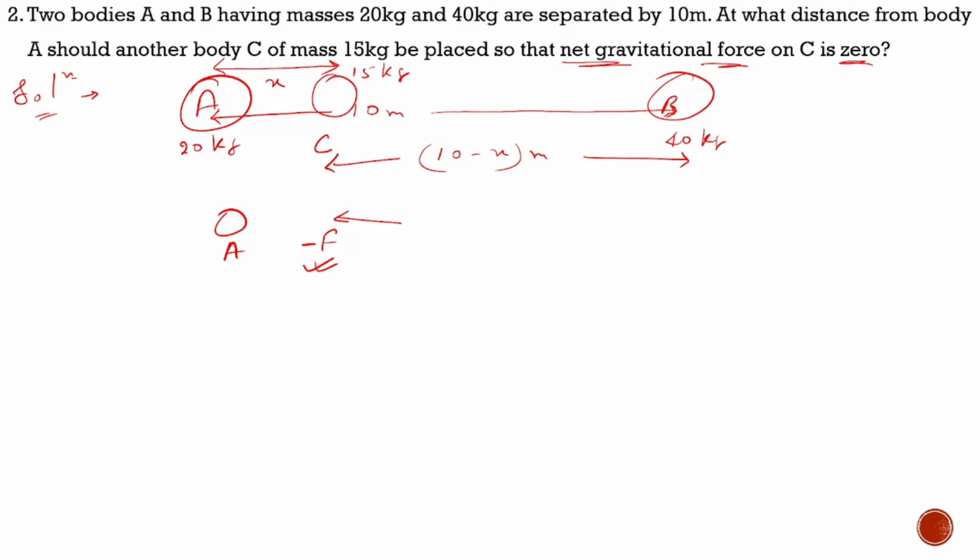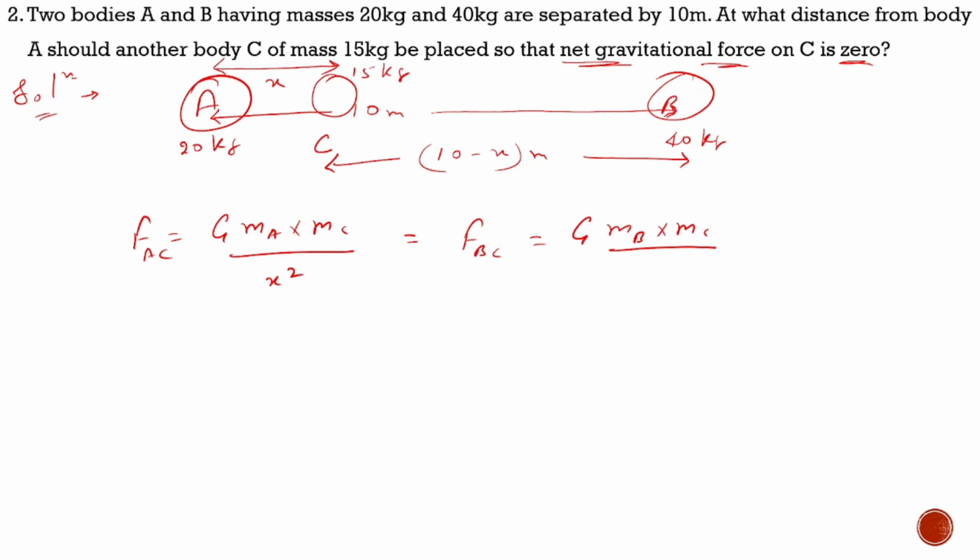Okay, let us take the force of gravitation between A and C. That is G mass of A into mass of C divided by how much? What is the distance between A and C? We have taken it as X, square of X. This will be equal to the force of attraction between B and C, that is G into mass of B multiplied by mass of C divided by the square of the distance between B and C, that is 10 minus X to the whole square. Both should be equal.